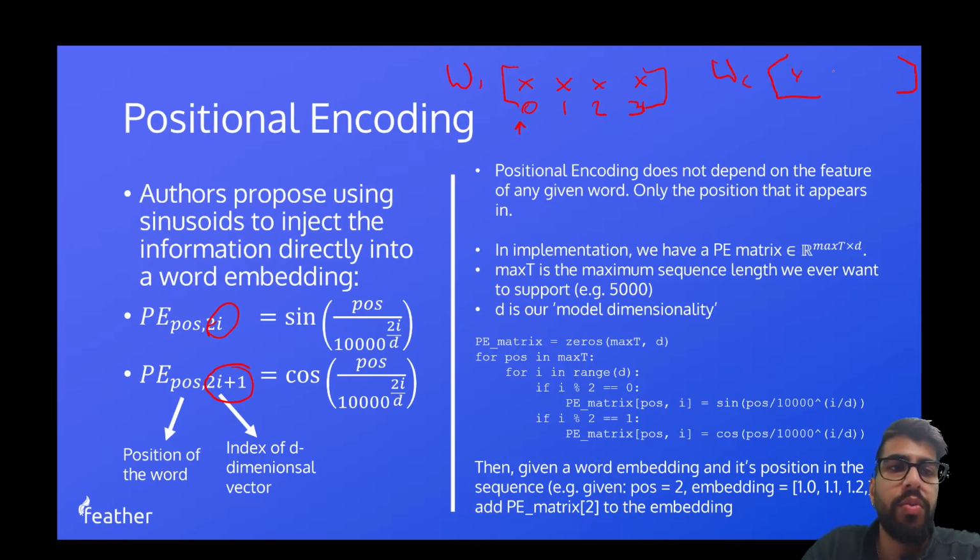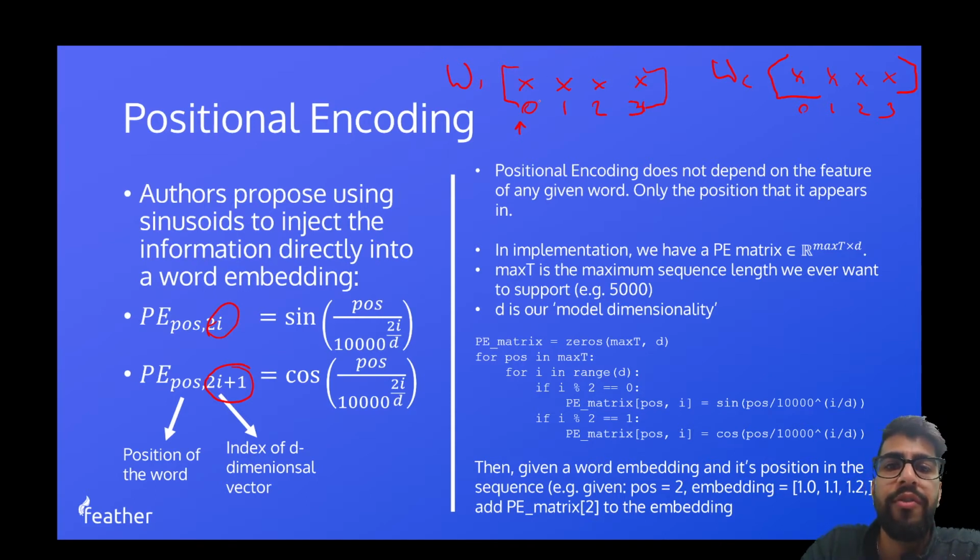So let's just call this x. It doesn't matter what these actually are. What matters is the index. So here we have one argument to the positional encoding, which is the word, so either it's word 1 or word 2. And then we have the index inside of the vector.